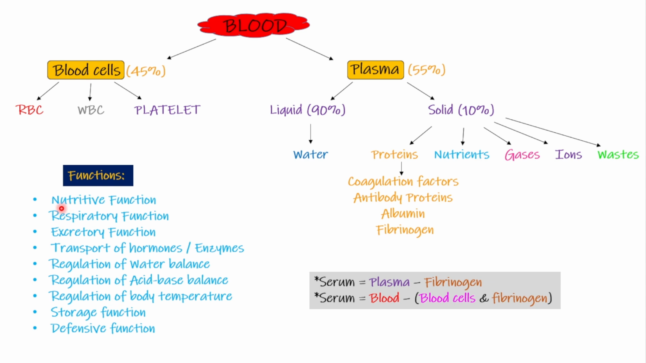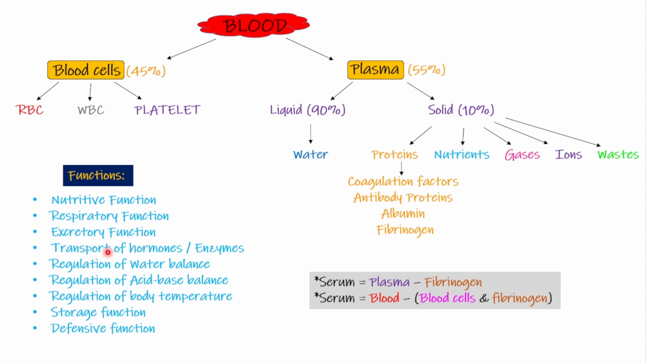So let's discuss them. First is the nutritive function. Then we have the respiratory function, which is related to the gases, the oxygen. Whenever we breathe, we inhale oxygen in, and that oxygen is carried to all the body cells by blood. Then blood has excretory functions. The waste products of all the cells and tissues are carried away by blood to the kidney, and the kidney excretes them out.